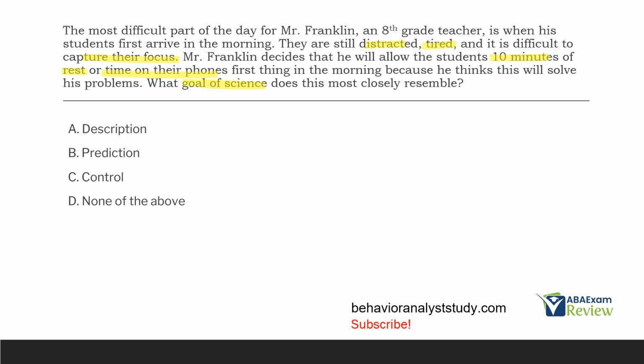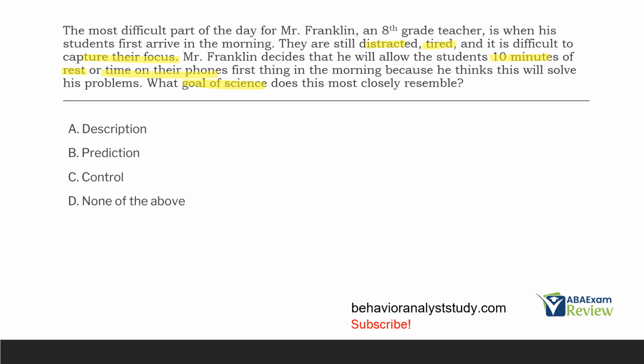So what is C? Control. Well, control is actually going to be following through with that experiment and trying to identify a functional relation. If Mr. Franklin follows through with this experiment, takes data, tracks changes, and realizes he's having an effect, or his intervention is having an effect on the student behavior, then he will have established a functional relationship. He would have established experimental control.